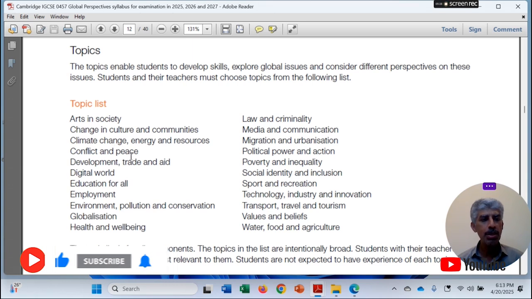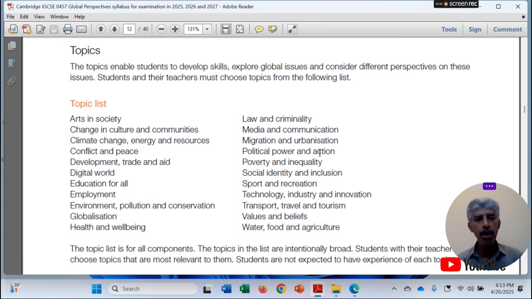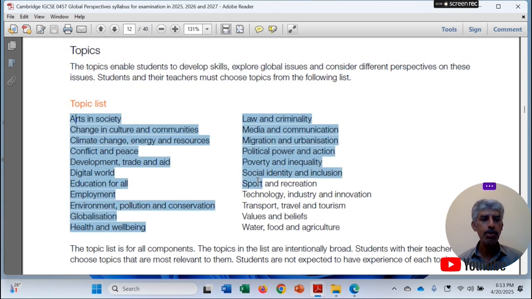You can see the topic list: art and society, change in culture and communities, climate change, energy and resources, conflict and peace, development, trade and aid, digital world, education for all, employment, environment, pollution and conservation, globalization, health and well-being, law and criminality, language, media and communication, migration and urbanization, political power and action, poverty and inequality, social identity and inclusion, sports and recreation, technology, industry and innovation, transport, travel and tourism, values and beliefs, water, food and agriculture. So these are the 22 topics you are supposed to focus on.